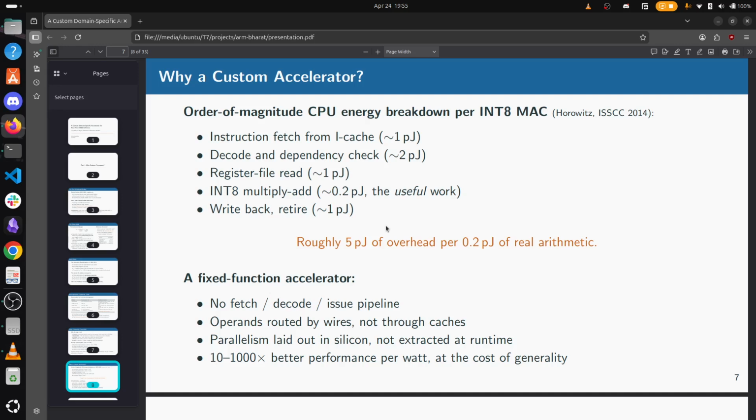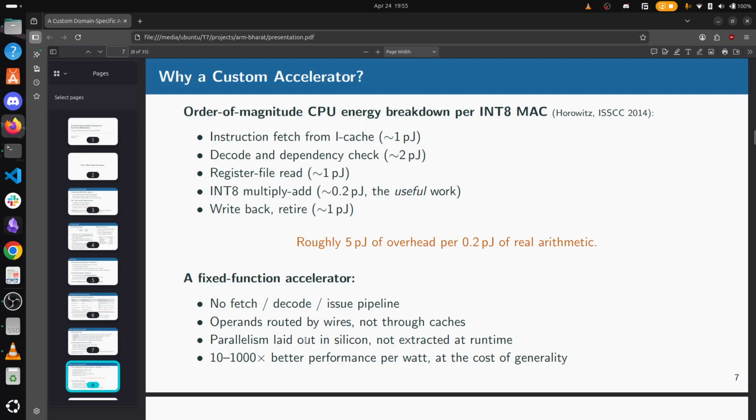So how can an accelerator help us? The accelerator can remove the fetch, decode, and issue pipeline. The accelerator is not general purpose like a CPU. It does not fetch instructions, it does not decode instructions. All the operations are actually hard coded into the accelerator. So the accelerator can only perform a certain set of operations, which are hard coded into the silicon itself. So it is not a general purpose fetch, decode, issue pipeline.